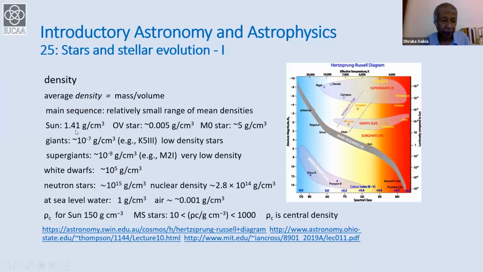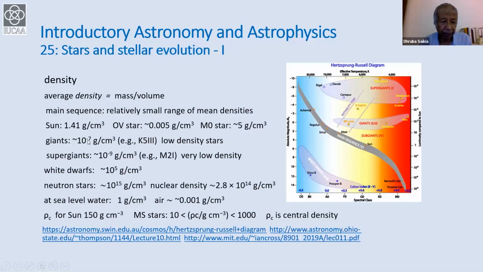The sun is about 1.41 grams per centimeter cubed, as you're familiar with. Water, as you all know, is about 1 gram per centimeter cubed. We humans also have an average density close to this, about 1 gram per centimeter cubed. When you take an O5 star, you'll see what an O5 star is later this morning, that's one of the more massive stars, larger in size, and the density is low. When you get an M-type star, which is more compact and less luminous, it is about 5 grams per centimeter cubed. But when you take the giants and the supergiants, they're extremely tenuous.